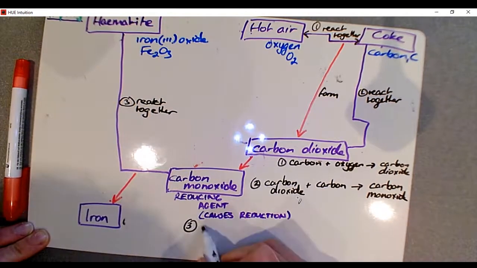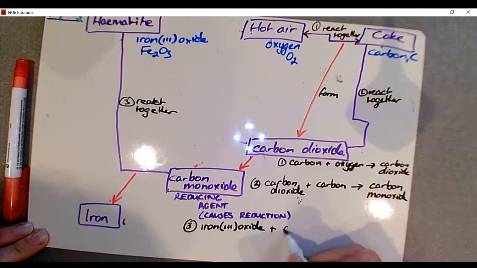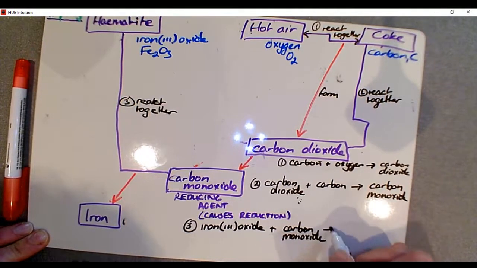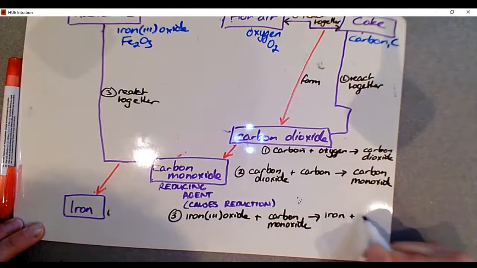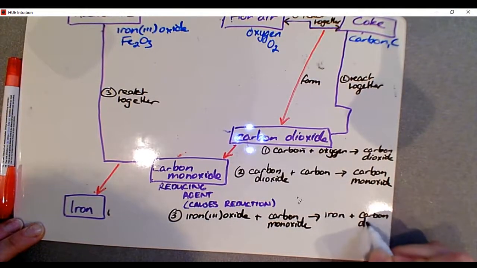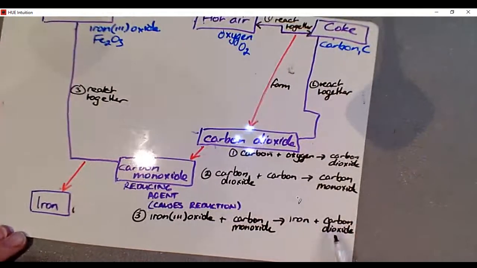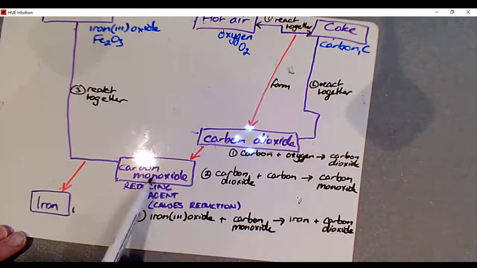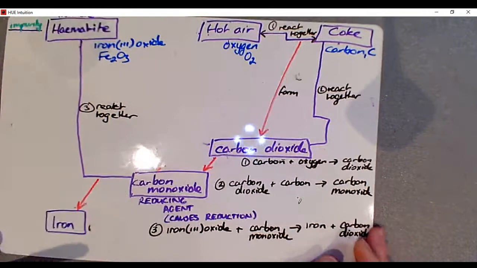Right, the third reaction is that iron 3 oxide and carbon monoxide combine, react together, and you get iron and carbon dioxide. So there's a lot of carbon dioxide produced in this process, right? You've got it produced twice: when the coke and hot air react together, and when the carbon monoxide and the iron 3 oxide react together. Okay, so we're going to discuss this briefly because this all comes up with the redox.